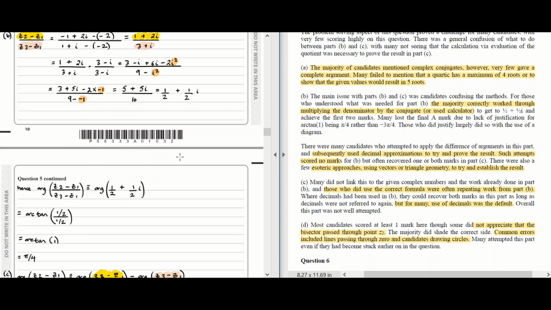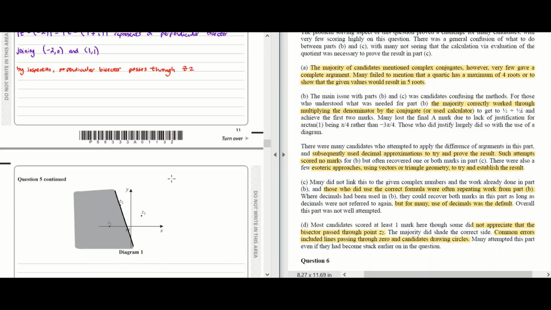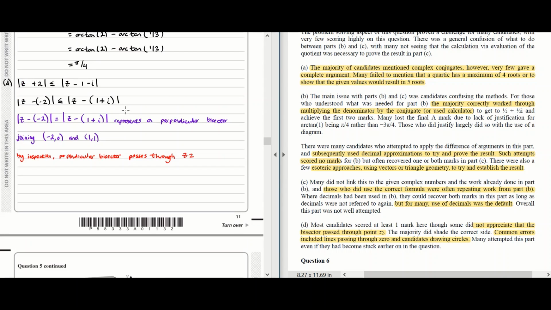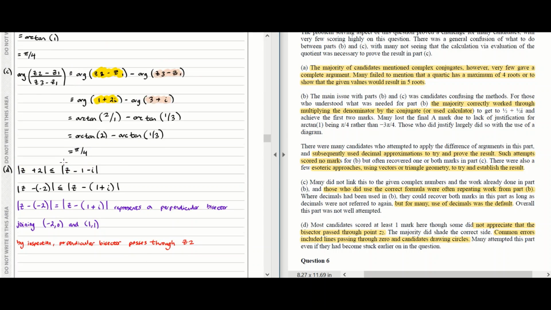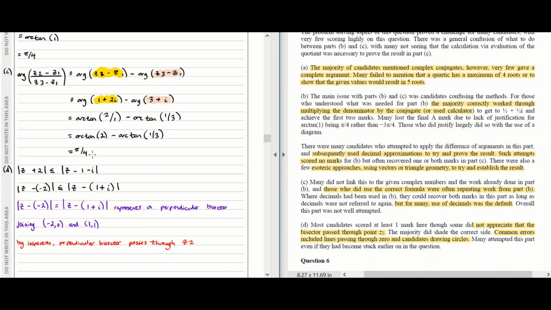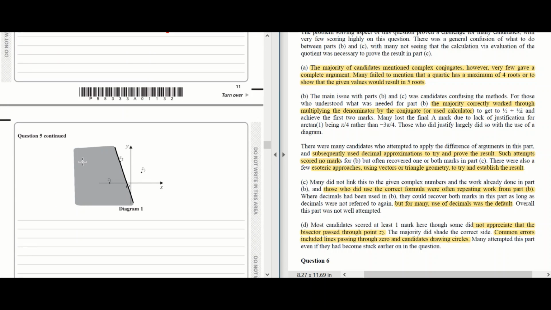And for part D, a lot of people did not realize that we had to talk about the perpendicular bisector. Common errors included lines passing through 0 and candidates drawing circles, but I thought it was quite obvious as to why you had to use the perpendicular bisector. It was a fairly standard question, and if you know the textbook pretty well, then this question is actually quite easy to do.